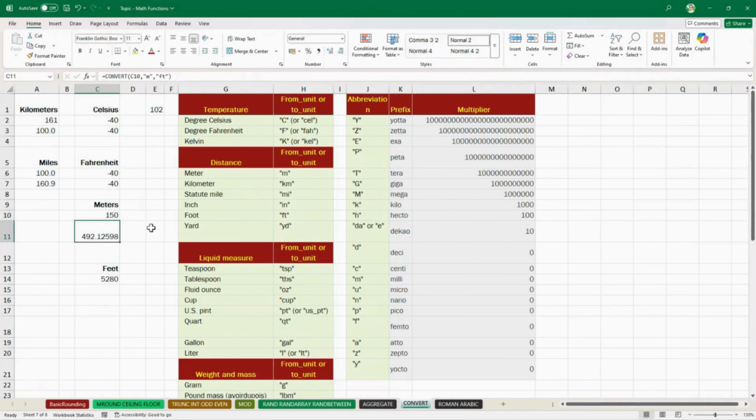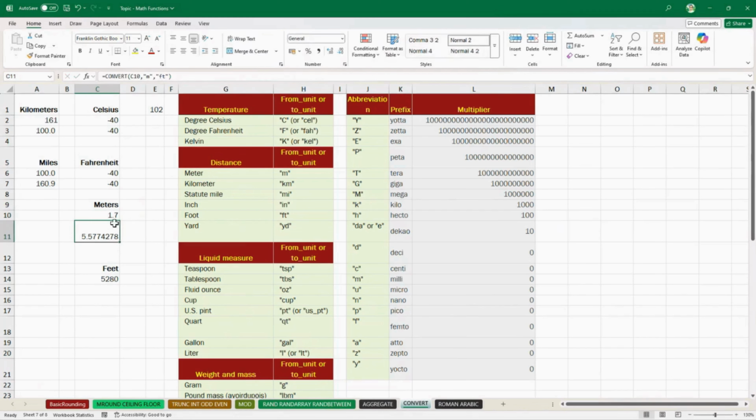This is 492 feet for 150 meters. How about 10 meters? 32 feet. 1 meter is 3 feet, we know that. 3 meters is 9 feet. 2.5 meters is 8 feet. 2 meters is 6.56. 1.5 meters, 4.92. 1.6 meters, 5.24. And 1.8 meters, 5.9. 1.755.